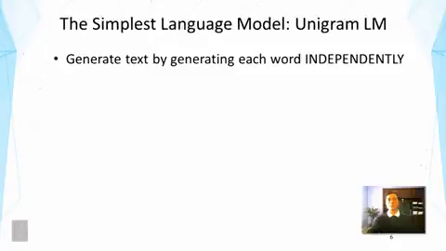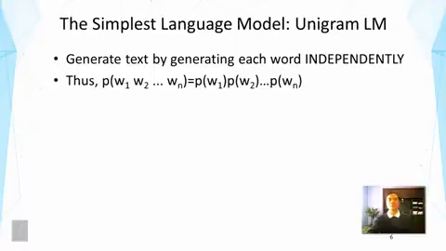So now let's look at the simplest language model called a unigram language model. In such a case, we assume that we generate the text by generating each word independently. So this means the probability of a sequence of words will be then the product of the probability of each word. And normally, they are not independent, right? So if you have seen a word like language, that would make them far more likely to observe model than if you haven't seen language. So this assumption is not necessarily true, but we make this assumption to simplify the model.